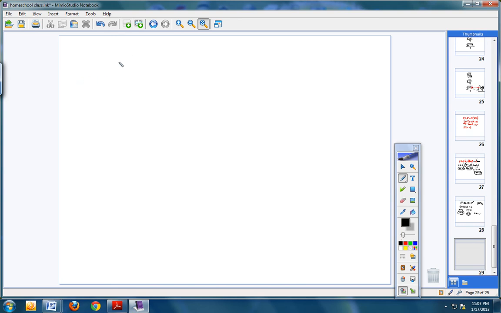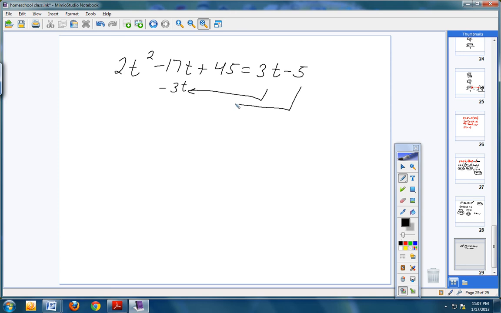If you'll look on your handout, you'll see this equation right here: 2t squared minus 17t plus 45 equals 3t minus 5. Now, if you'll look at your steps, step 1 says get one side equal to 0. Well, I think it's easier to move 2 terms over here than move 3 terms over here. So I'm going to bring my 3t over, and I'm going to put it underneath my t and make it a negative 3t. I'm going to bring this negative 5 over and put it underneath my 45, and I'm going to make that a positive 5.